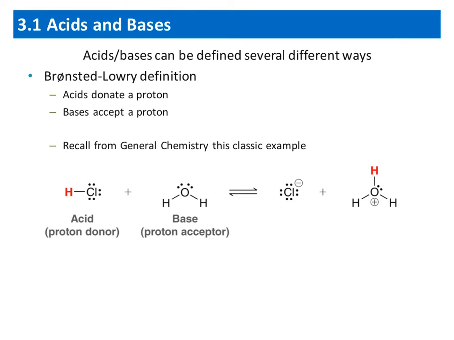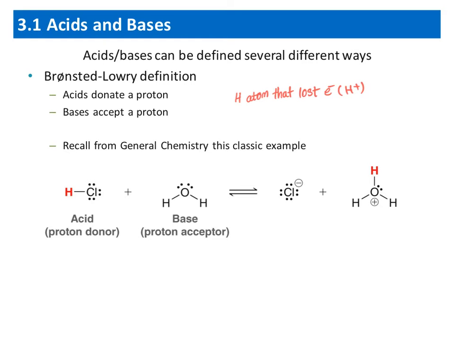There are several definitions for acids and bases in chemistry. In this course, we are mainly focusing on the Bronsted and Lowry definition. Based on their definition, an acid is a compound that donates a proton. A proton is a hydrogen atom that lost an electron, that doesn't have an electron, and we show that as H+. So an acid is a compound that donates a proton, and a base is a compound that accepts the proton.